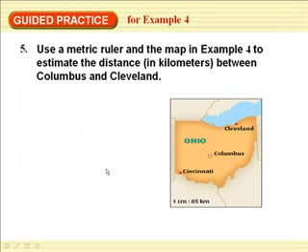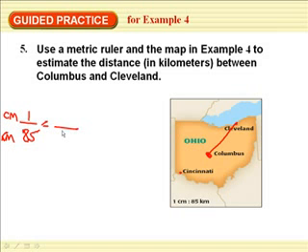Use a metric ruler on the map in example 4 to estimate the distance between Columbus and Cleveland. So here's Columbus right here, and there's Cleveland. So we would measure that with our rulers. 1 centimeter equals 85. How many centimeters when you measure it? Hang on, let me go find the ruler. I'm measuring right now. I'm getting 2. I don't know if they agree with me, but that's what I'm getting, is 2.